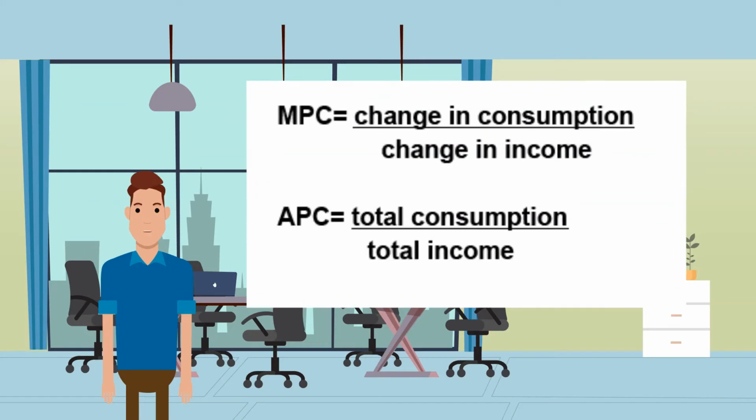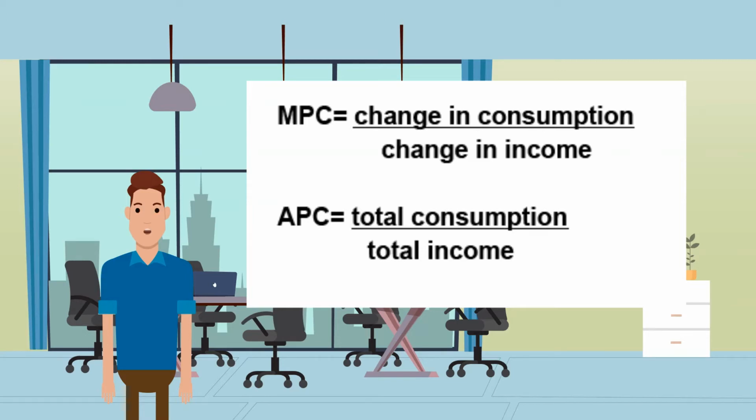However, we are also concerned with how much an increase in income affects consumption. This is called the marginal propensity to consume, or MPC. For most people, MPC will be positive but less than 1. For example, an increase in income increases spending, but spending doesn't increase by as much as income.